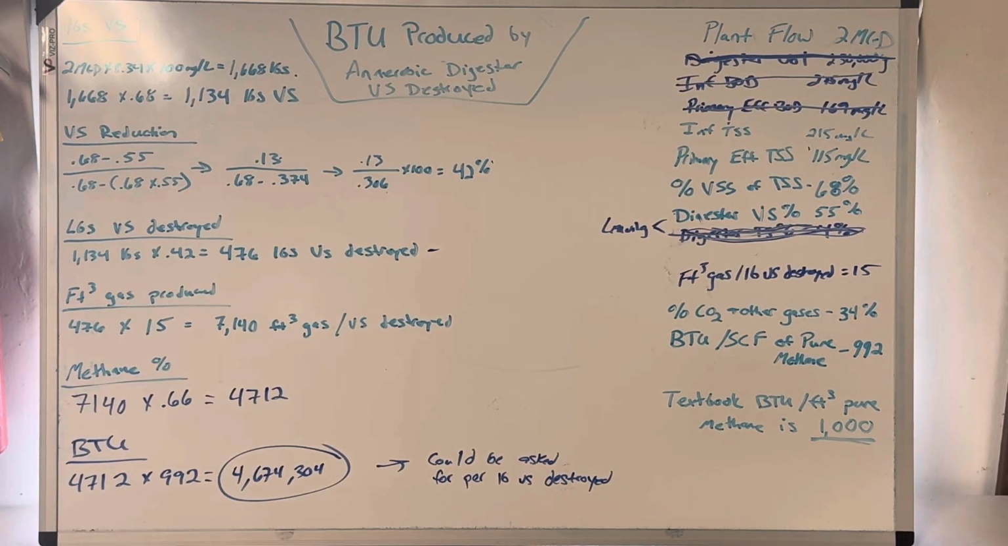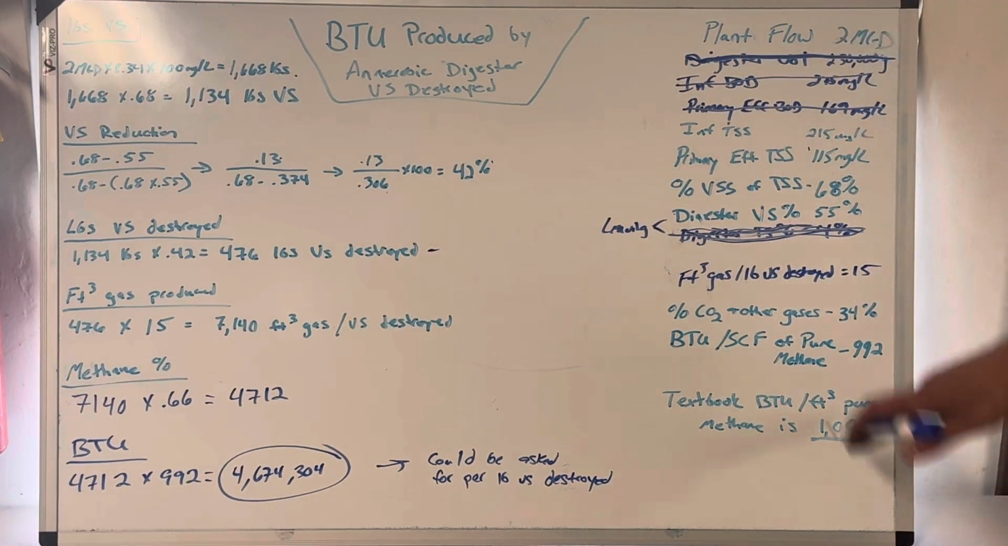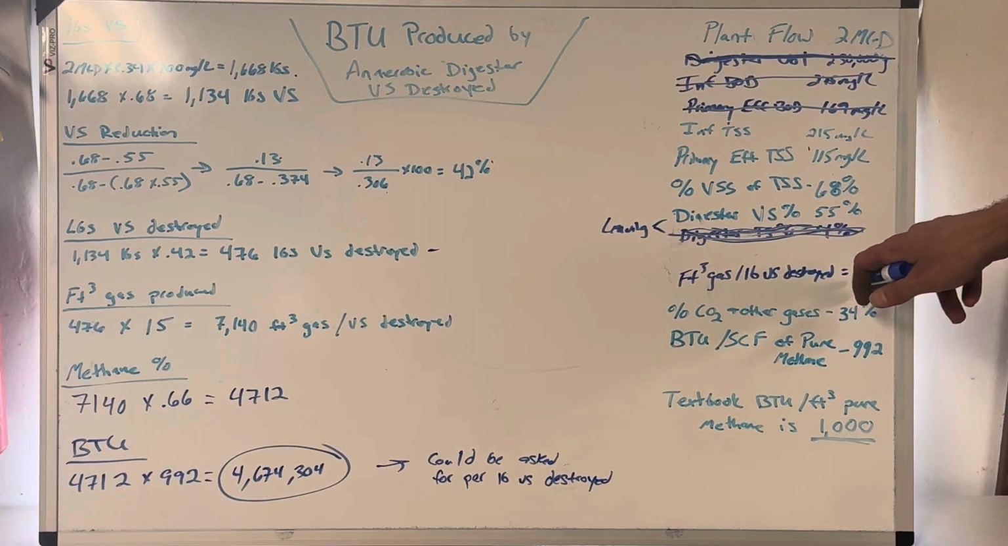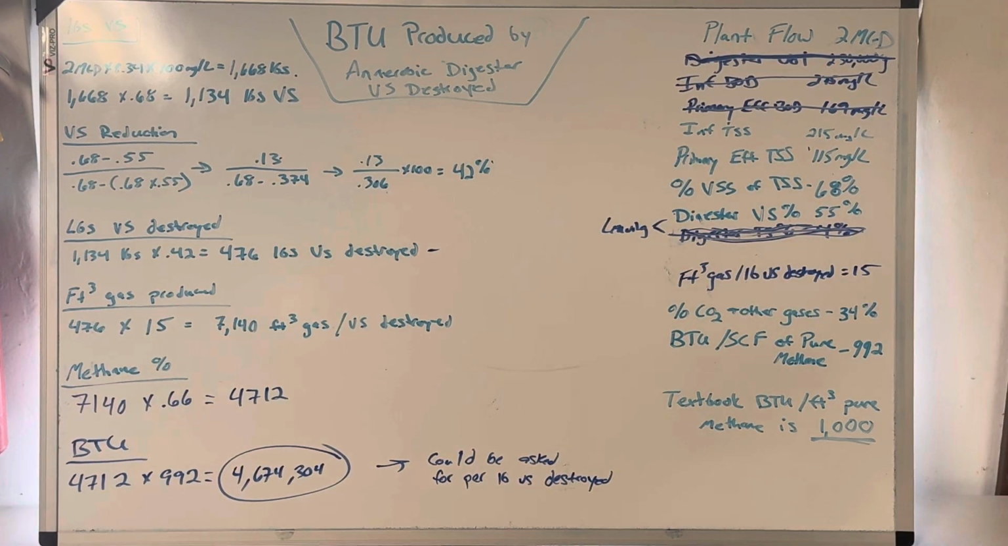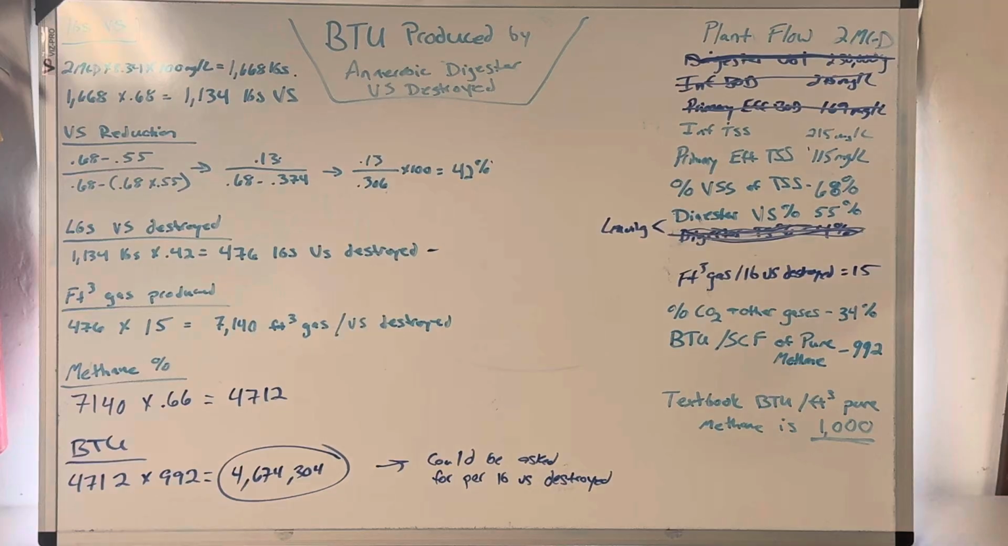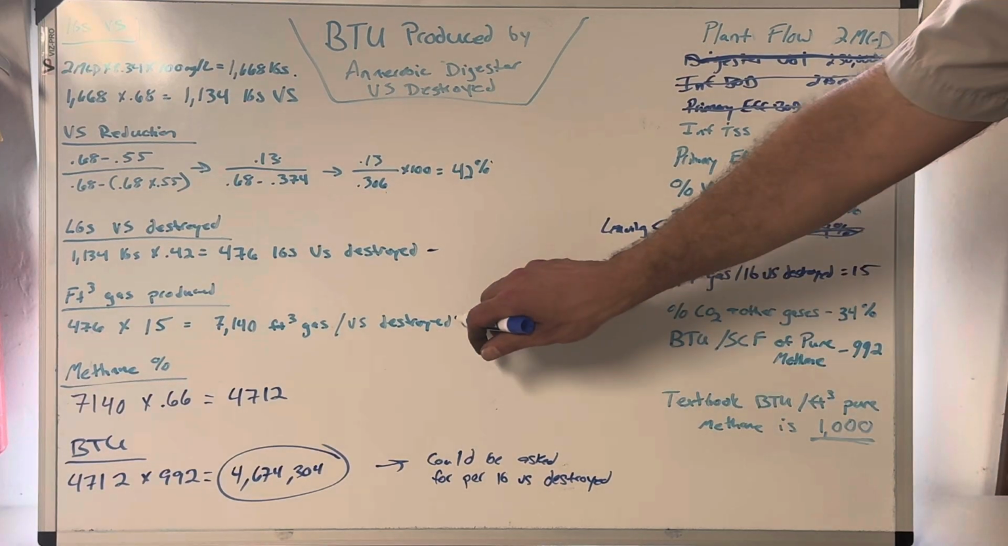And let's go back and look at our chart of wonderfulness over here. Okay, here's this one. Cubic feet of gas per pound of volatile solids destroyed is 15. That's a pretty standard number from a municipal waste facility. So 476 times 15 is 7,140 cubic feet of gas. Okay, great. That's also a grade 3 problem.